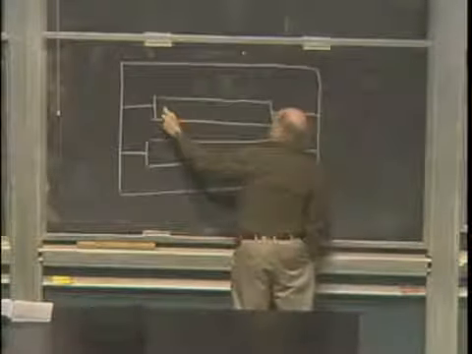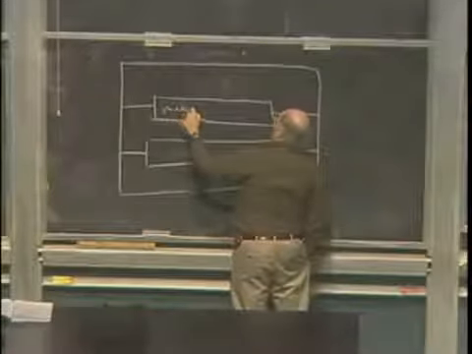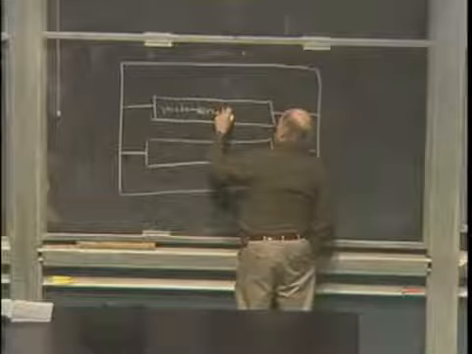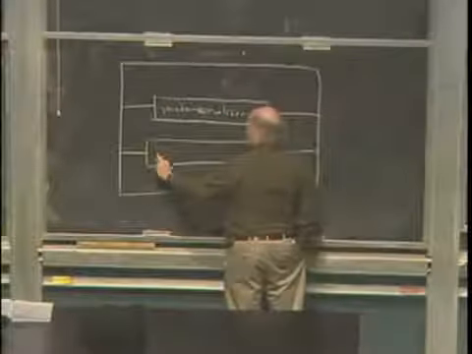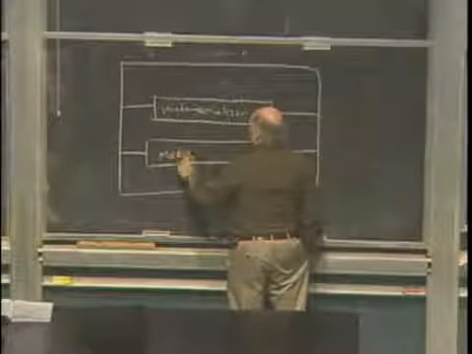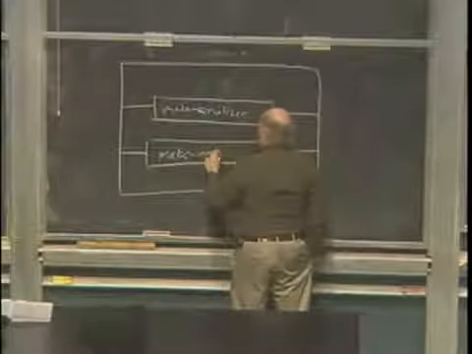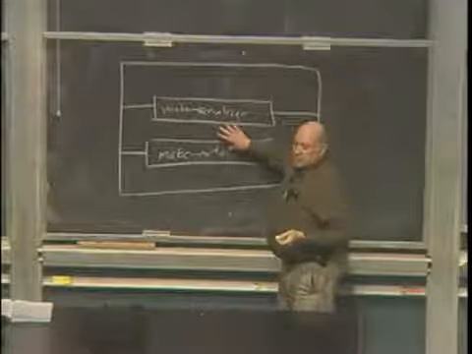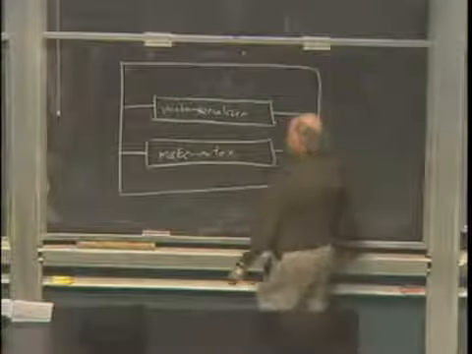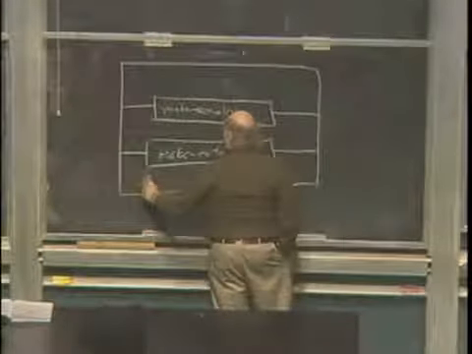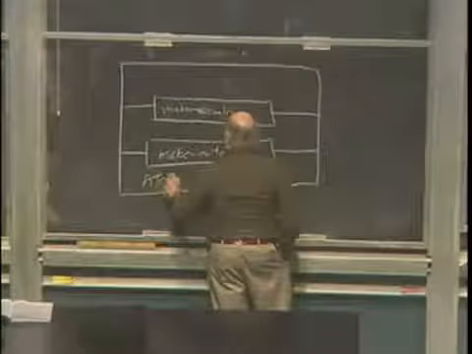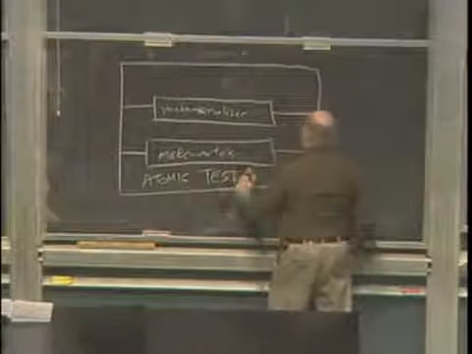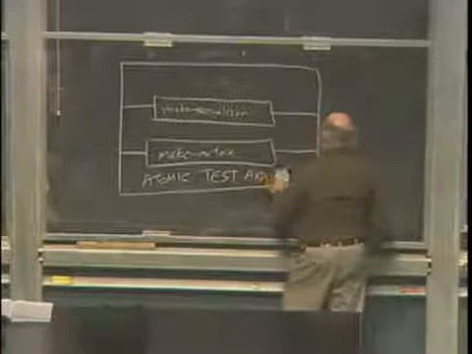So this is make serializer up here. And this is something we'll talk about in a moment called make mutex. And these things separate the levels. So at the bottom is atomic test and set.